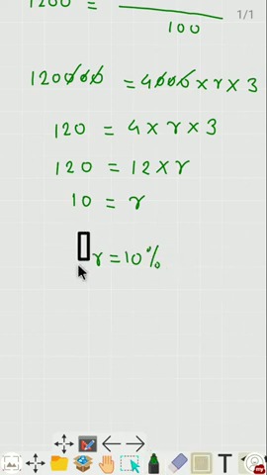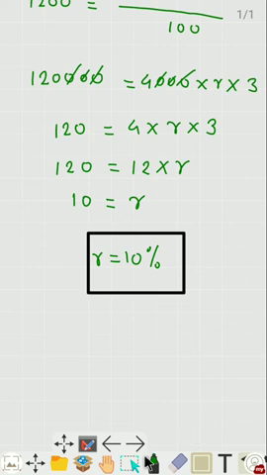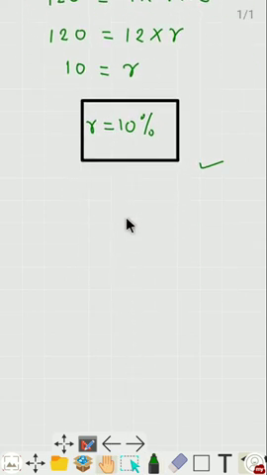Okay, this is our final answer, 10%. So if 4,000 rupees amounts to rupees 5,200 in 3 years, then the rate of interest must be 10% on the principal per annum. Okay, so that is our answer. Let us take next question, or I would like to give homework to you.